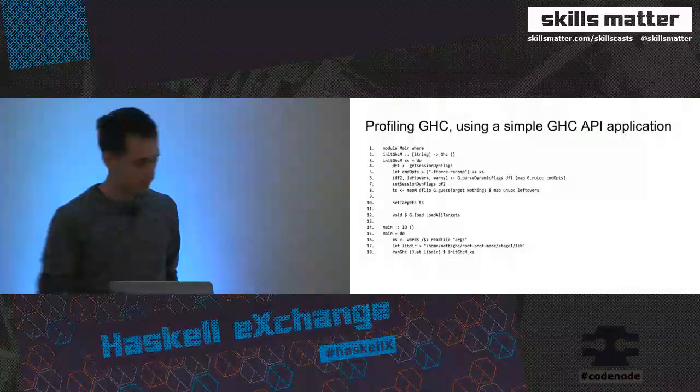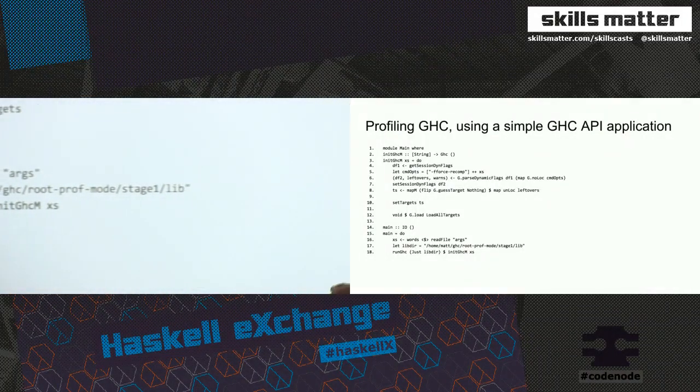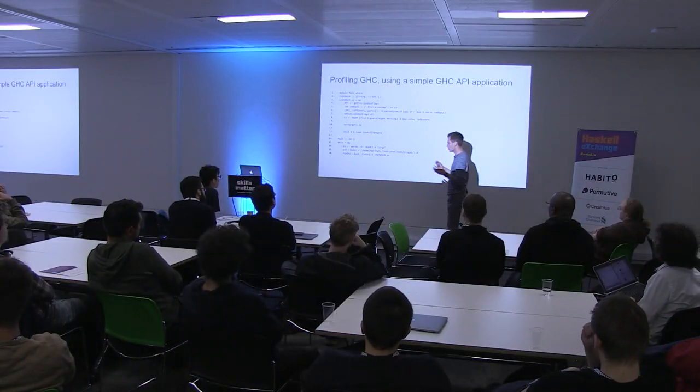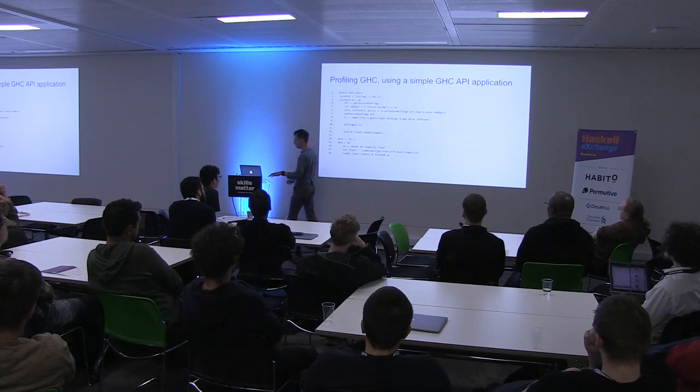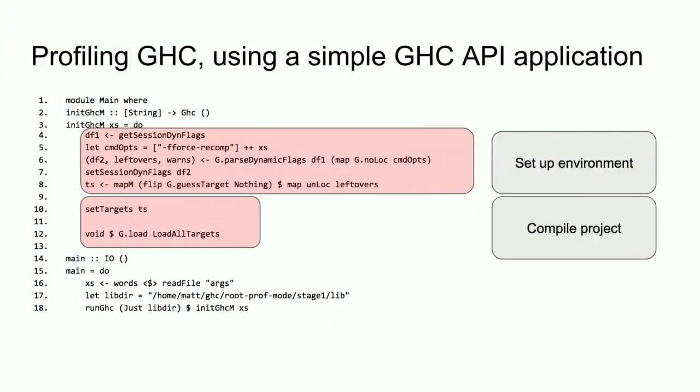So in particular, the executable that we're going to profile today is this simple GHCi application that I've constructed, which all it does is firstly set up the environment that we're going to compile the modules in, and then it just compiles the project. So all this does is it takes the front-end part of GHC and puts it into its own program, so we can compile it with -prof and get the profiling output out. You can't normally profile the GHC executable, but with this simple wrapper, you can.